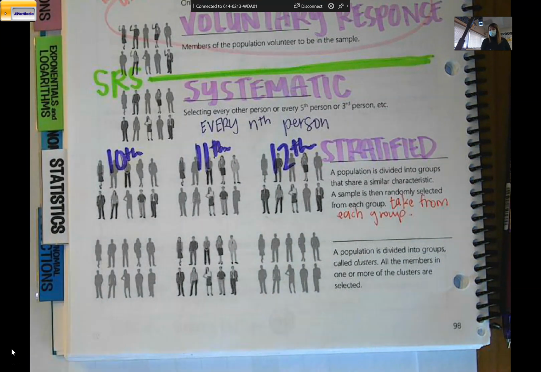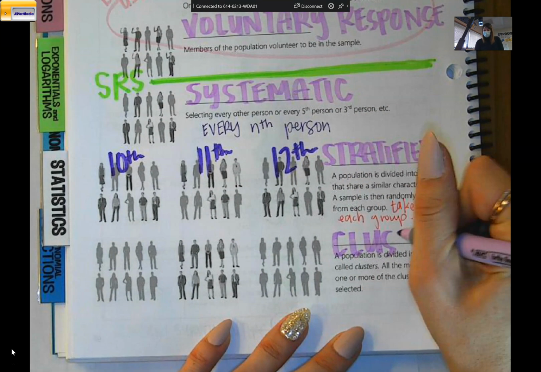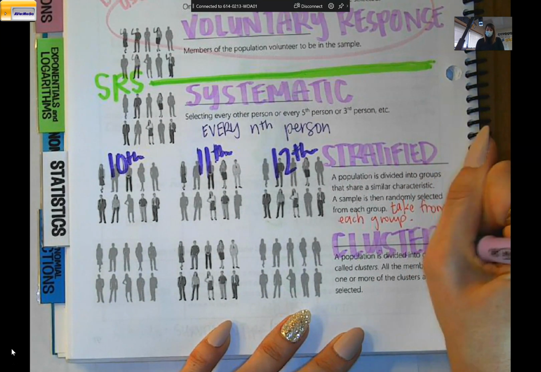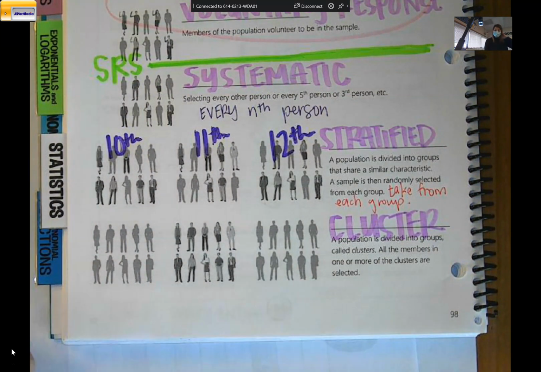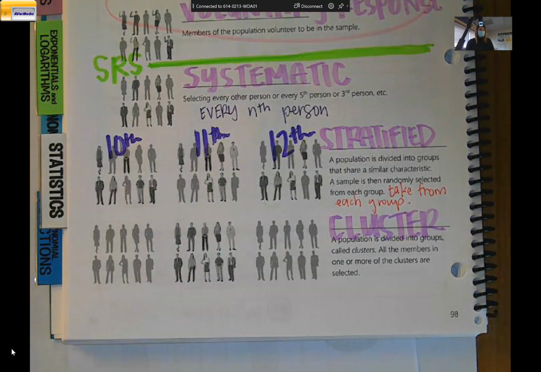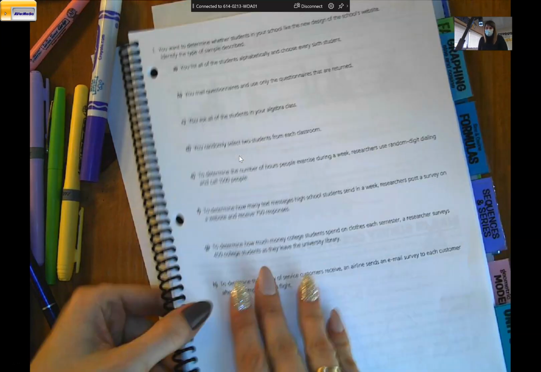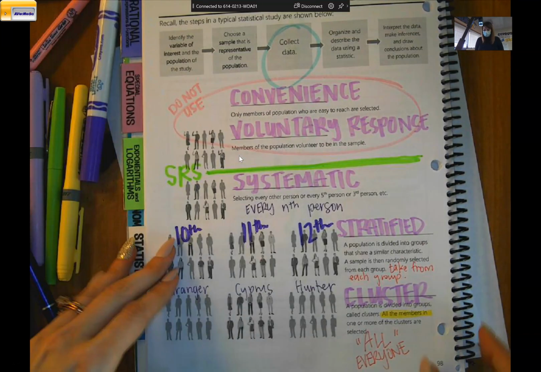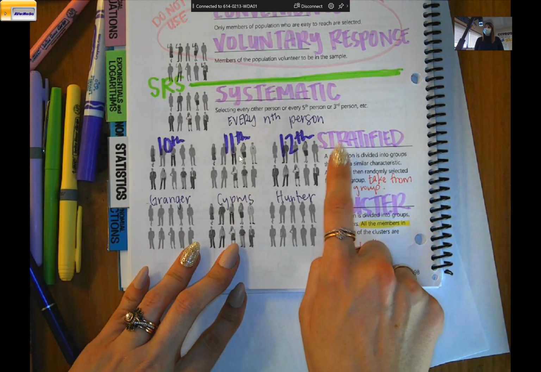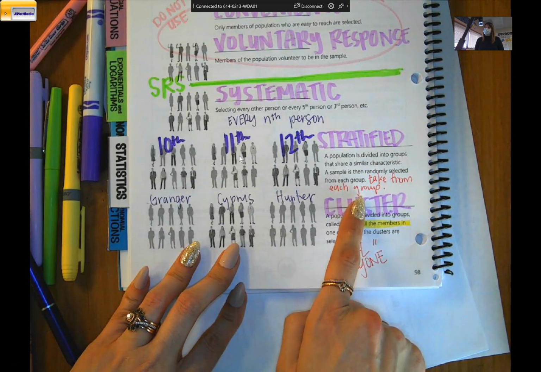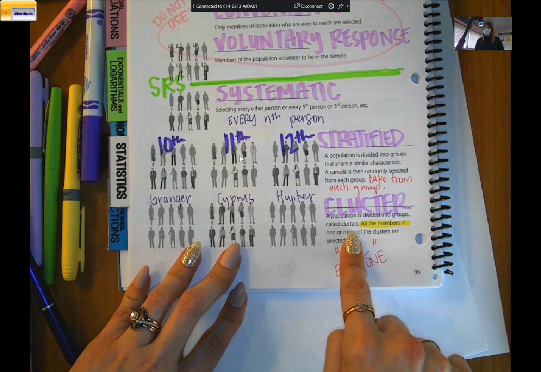Last one is a cluster sample. So the population is broken down into groups, but this time you sample all. So when you're deciding between a stratified and a cluster, make sure that with this you take from each group, and with this you take everyone in the group.